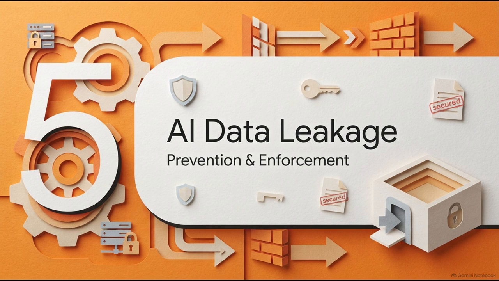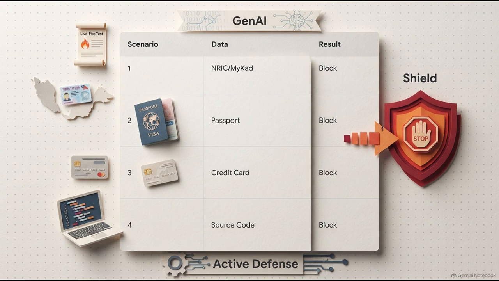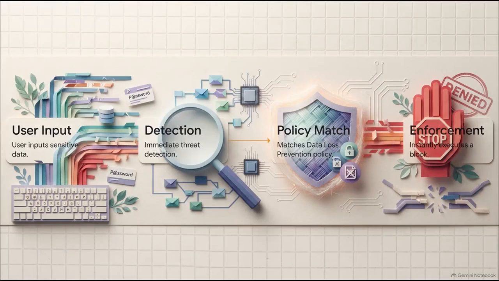Finally, Phase 5, AI data leakage prevention. This is where we escalate from passive visibility to active defense. We've got a live-fire test setup, where a user attempts to submit highly sensitive data into a Gen AI model. We're talking a Malaysian NRIC, a passport number, a credit card, or proprietary source code. The expected result for every single scenario: detect and block. Here is exactly how that technical flow breaks down in real time.